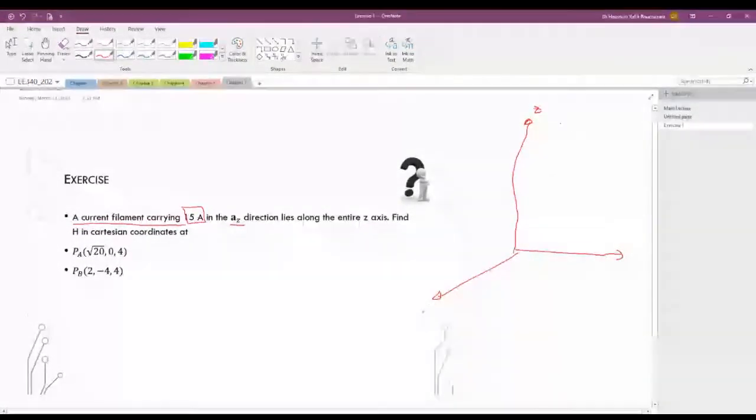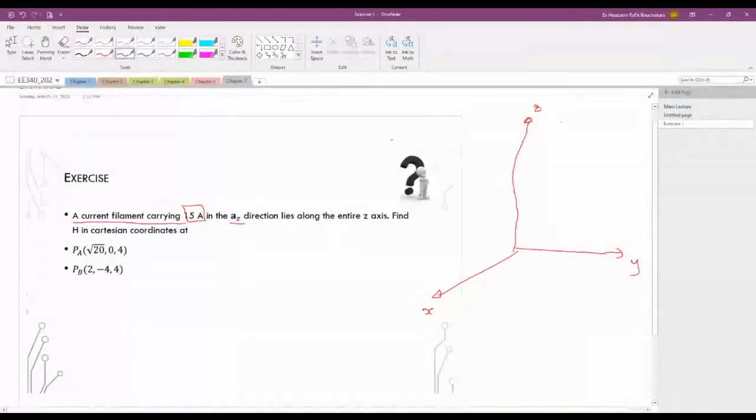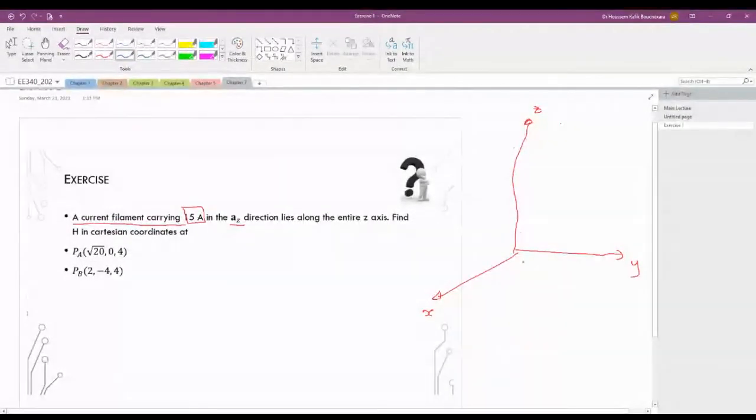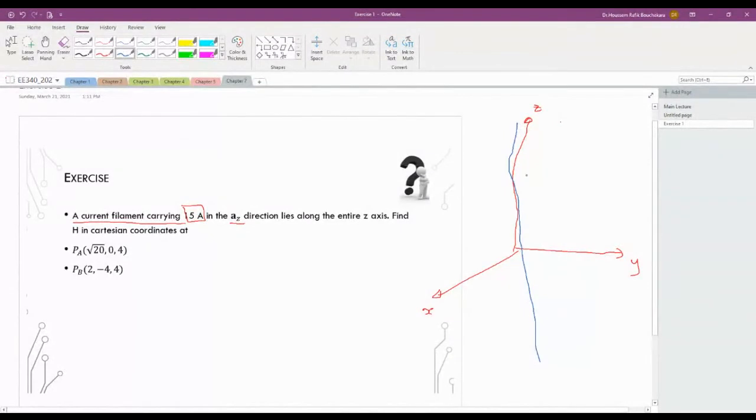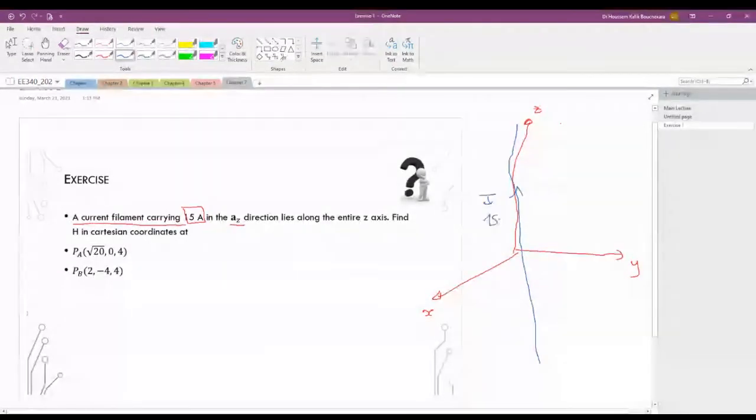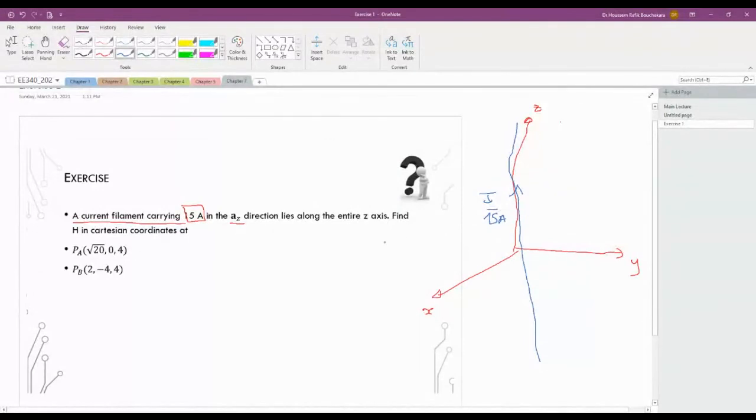This is Z X Y. I have a current like this. Okay, is this current clear, guys? This is the I that I have. We have a current filament, I equals 15 amperes.